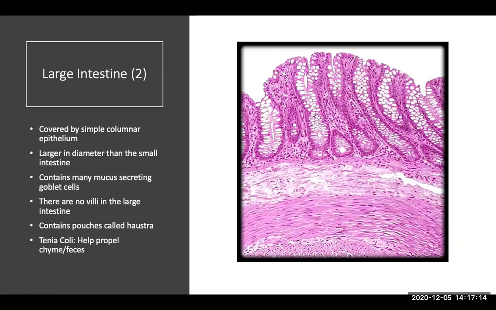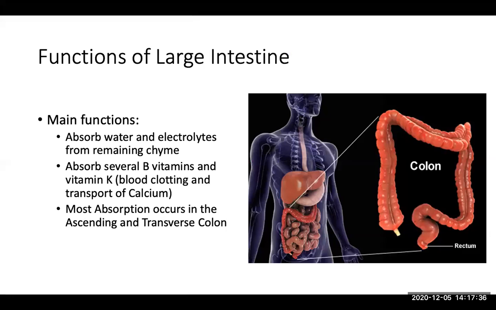The large intestine is covered by simple columnar epithelium. It's larger in diameter than the small intestine. That's what gives it its name. It contains many mucus-secreting goblet cells. There are no villi. It contains pouches called haustra, and the teniae coli is kind of a string of smooth muscle that helps to propel the chyme and feces through the large intestine.